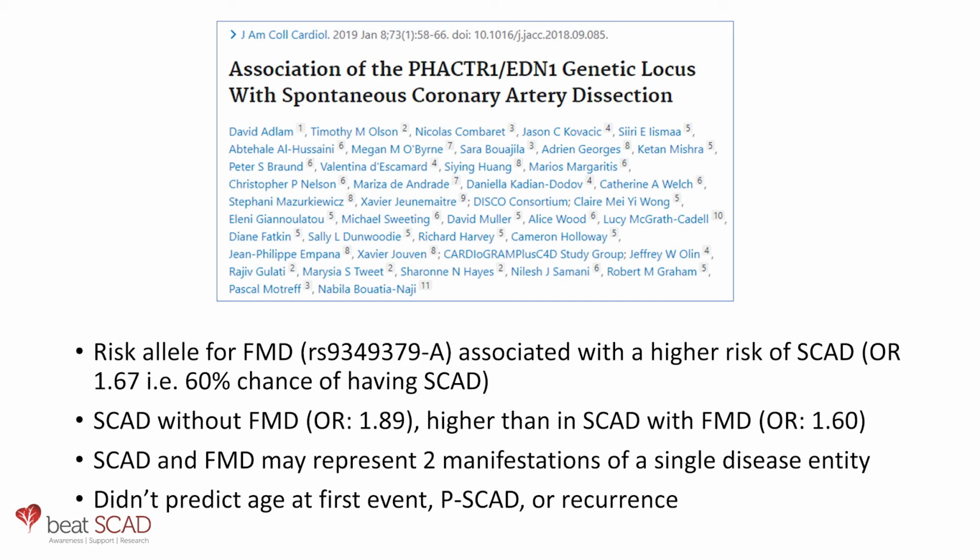So whether you've got SCAD with FMD or without FMD, there's still a raised odds ratio. So this is leading us to think that SCAD and FMD might be on the same spectrum, but different ways of manifesting from a single disease entity. Having this gene variant isn't going to necessarily predict the age the event might happen, pregnancy, SCAD, or any recurrence.